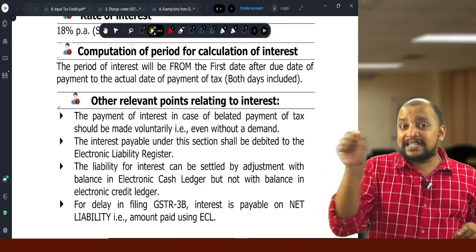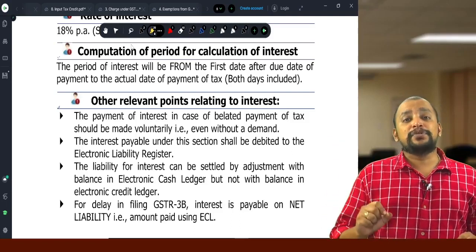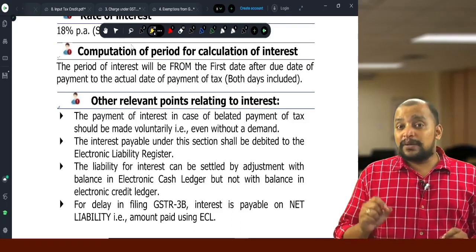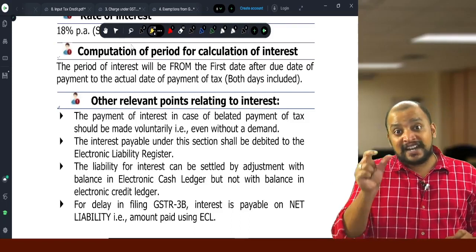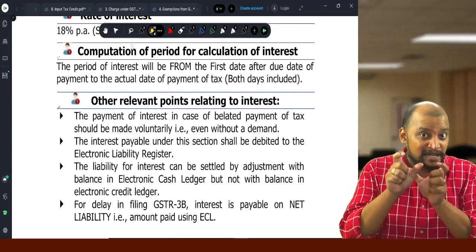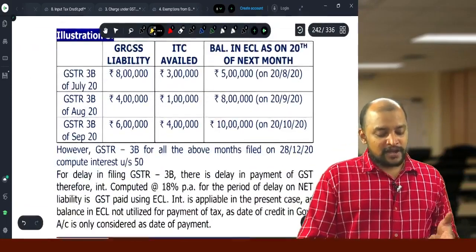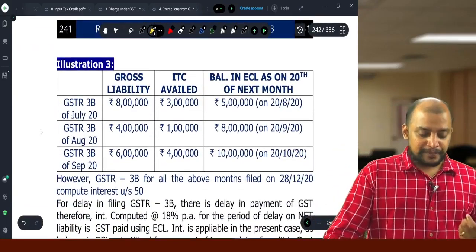So for delay in filing 3B, there is a delay in payment of tax. Therefore, for the 10 days we need to compute interest, but on what liability will that interest be computed? Gross liability or net liability? Net liability, that is, gross liability minus input tax credit. On that net liability, the interest will be computed. Okay. For example, you see this.